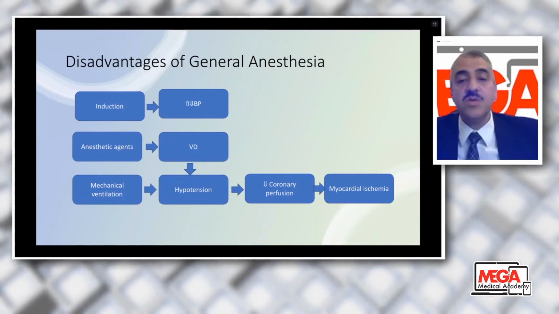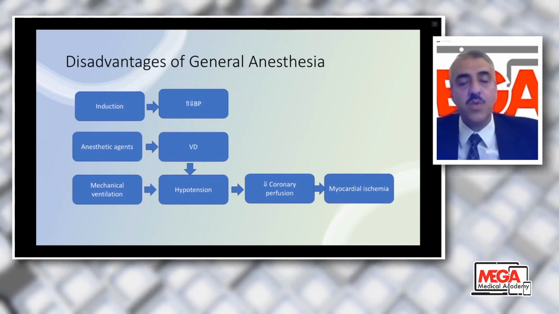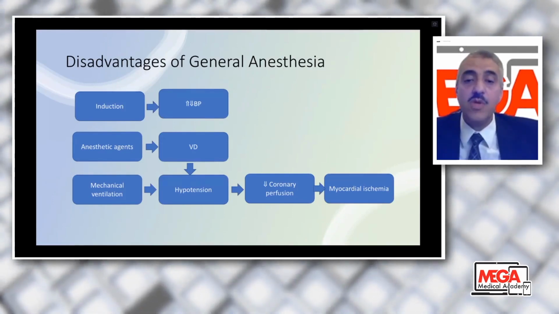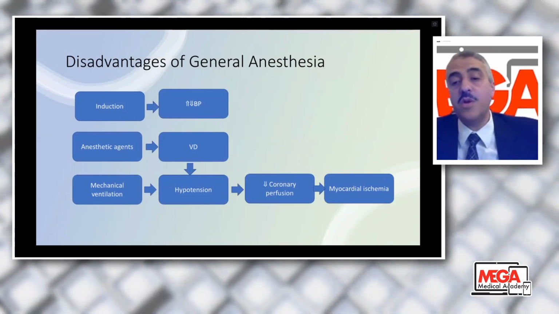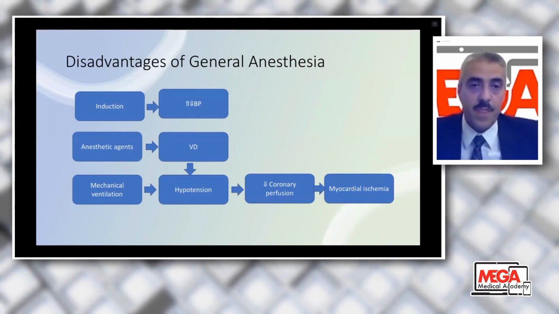Most of the anesthetic agents induce vasodilation and hypotension. Starting mechanical ventilation in patients with pulmonary hypertension might induce hypotension, and hypotension in this patient might decrease the coronary perfusion and cause myocardial ischemia.